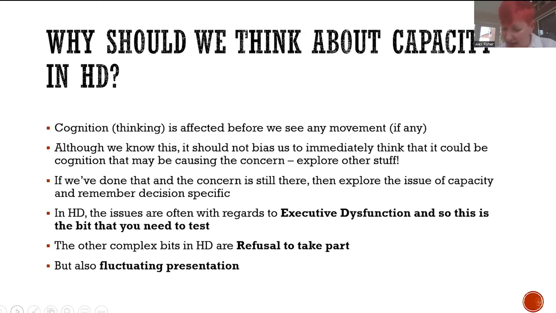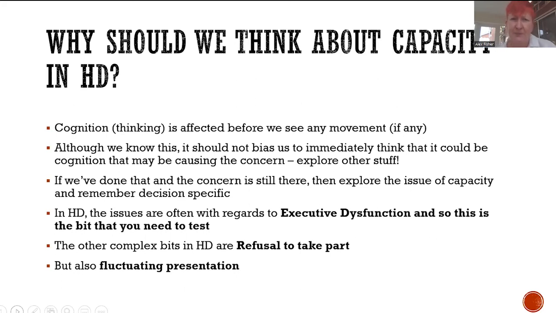But okay, so here we are today, and we're looking at Huntington's disease specifically with regards to capacity. So why do we need to be particularly aware of it? Well, cognition, that's thinking, is affected before we see any movement, if any, as many of you will know. Now, although we know this, it shouldn't bias us to immediately think that it's cognition that could be causing the concern. So again, in line with all of the other things that I've just said, you need to explore other stuff first. Because people with HD are subject to all of these other things. I think it's very easy sometimes to say it's just the HD. But if we've done that and the concern is still there, then we need to explore the issue of capacity, and we need to remember that it's decision specific.